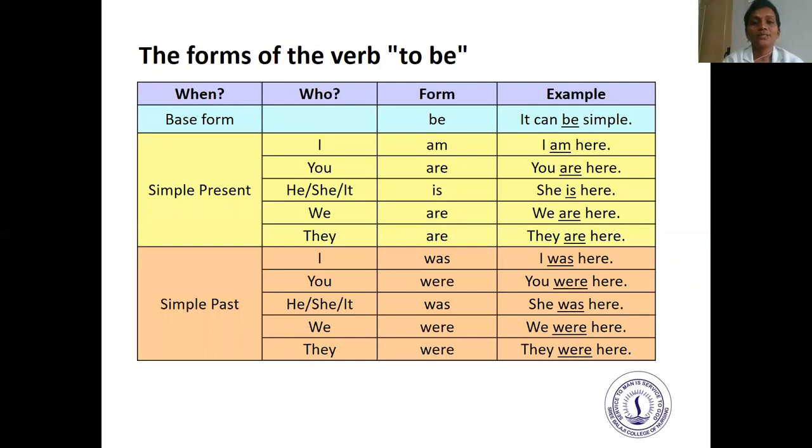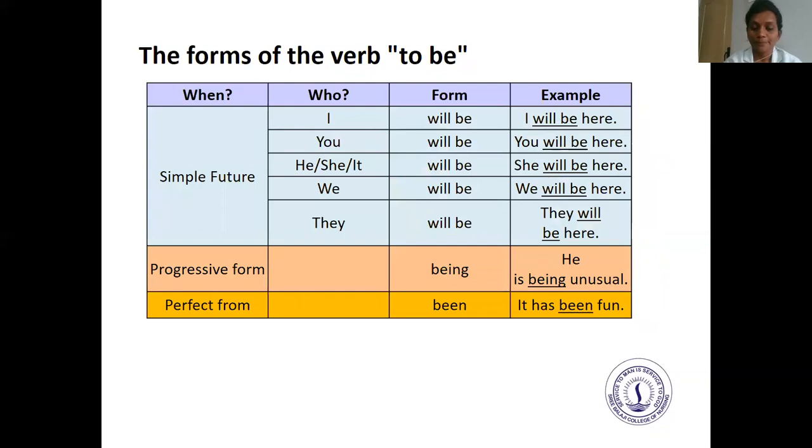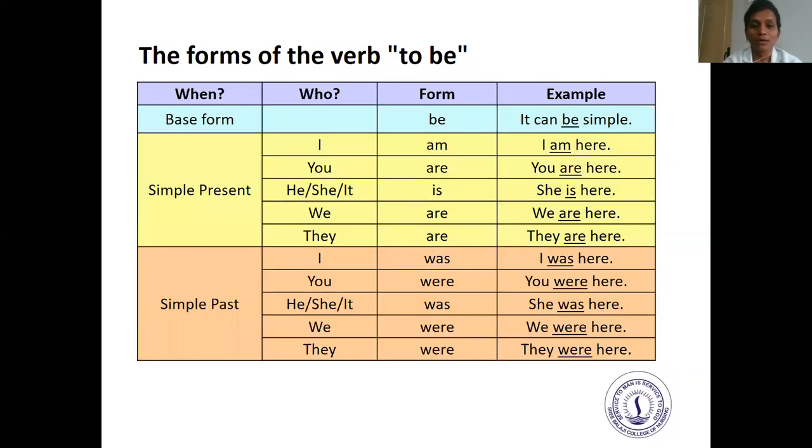Now we'll see the verb to be. It is also called a helping verb, and it is an auxiliary verb. There are 3 base forms: one is simple present, second is simple past, and the third one is simple future. And I'll teach you the pronouns I, you, he, she, it, we, they.